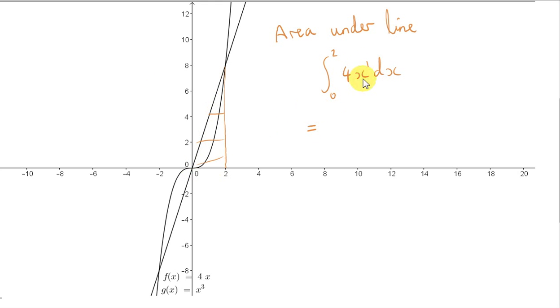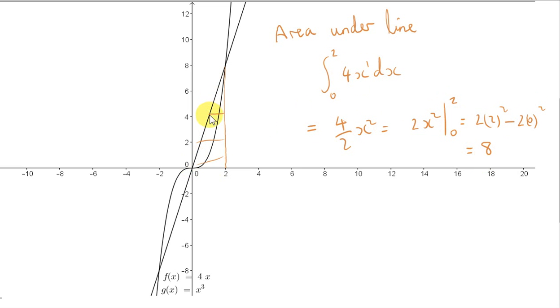So this is straightforward. We add 1 onto the power to get 2, divide by the new power. So we get 4 halves x squared, which is 2x squared. And the limits are from 0 to 2. So we plug the upper limit in for x, so we have 2 times 2 squared. Then we have a minus sign. And we write this out replacing x with 0. So we have 2 times 2 squared, 2 times 4 is 8.